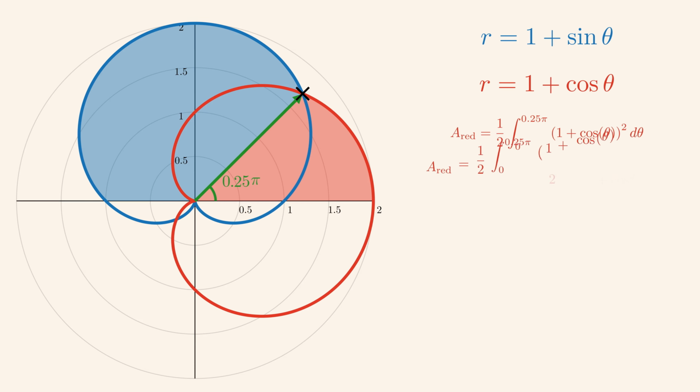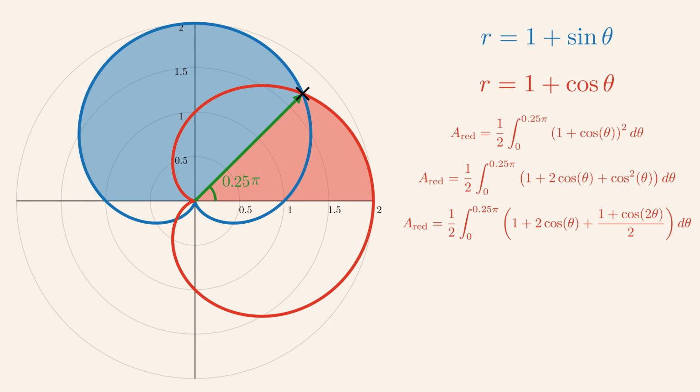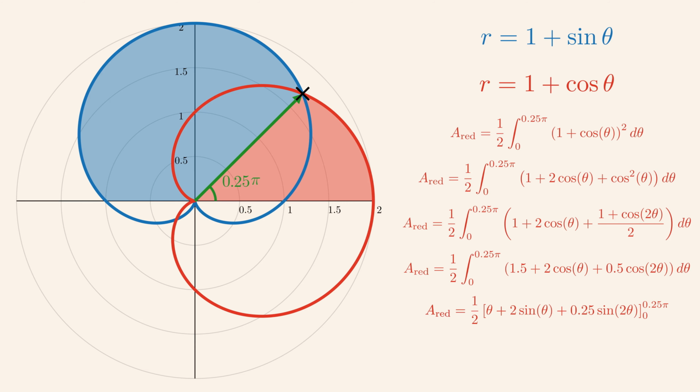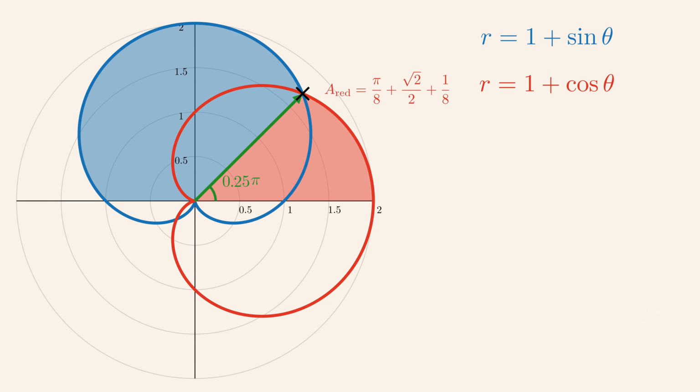Expanding the binomial gives us the next expression. Then applying the trigonometric identity for cosine square, we rewrite it in a more useful form. After simplifying, the integral becomes much easier to handle. Integrating term by term gives the antiderivative shown here. When we substitute the limits, we obtain the exact result. We then move the answer beside the corresponding red region.